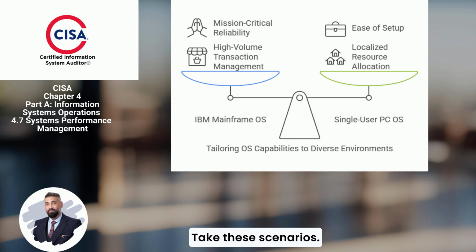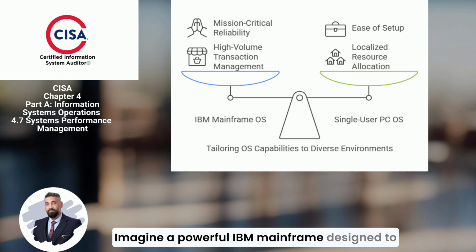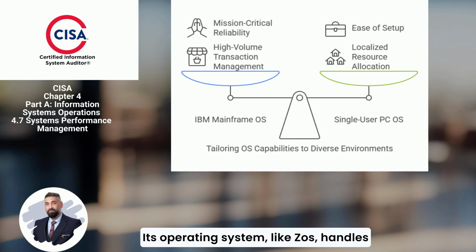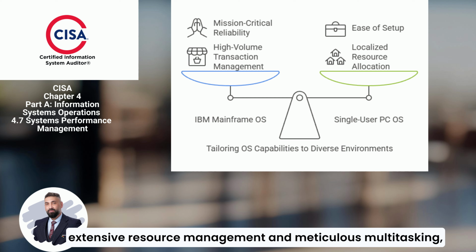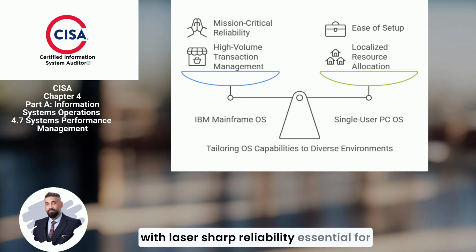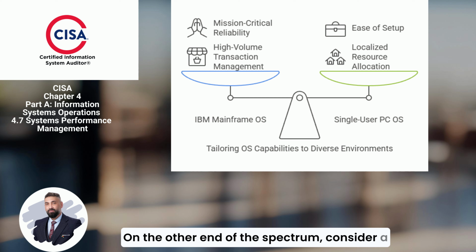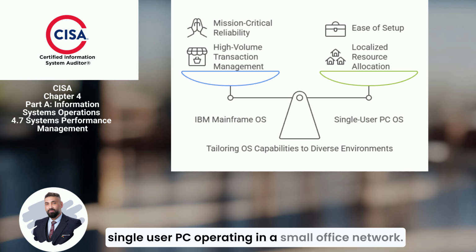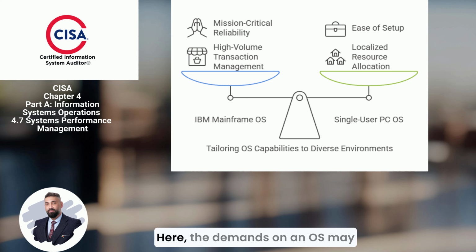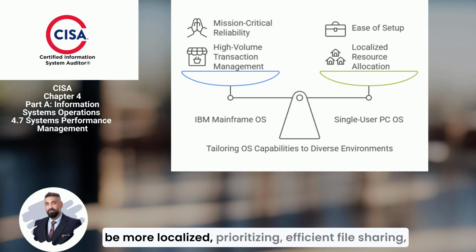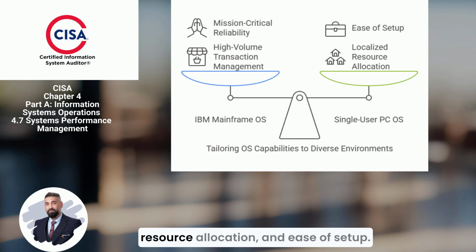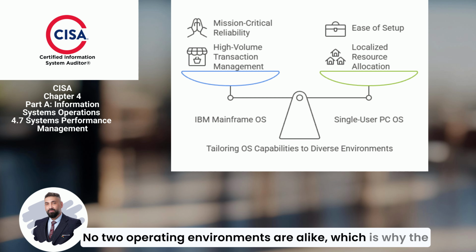Take these scenarios. Imagine a powerful IBM mainframe designed to handle millions of transactions per second. Its operating system, like z/OS, handles extensive resource management and meticulous multitasking with laser-sharp reliability, essential for mission-critical environments. On the other end of the spectrum, consider a single-user PC operating in a small office network. Here, the demands on an OS may be more localized, prioritizing efficient file sharing, resource allocation, and ease of setup. No two operating environments are alike, which is why the tools and processes embedded in each OS must differ.